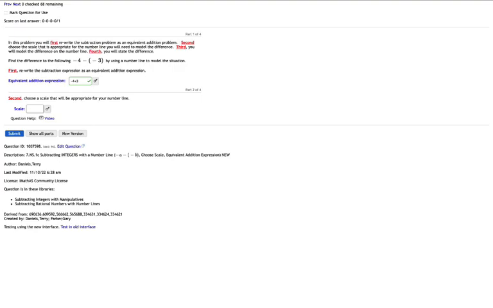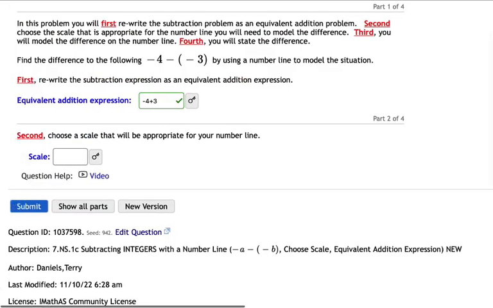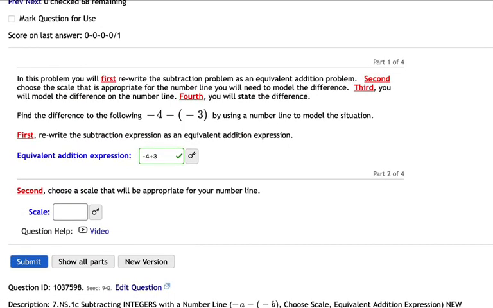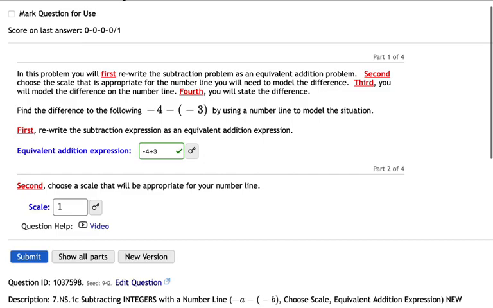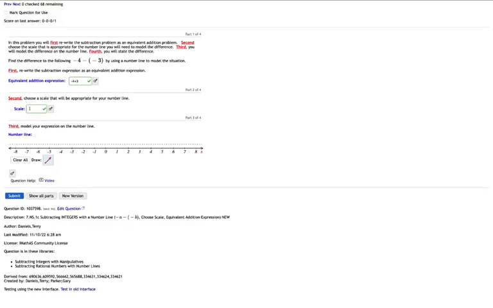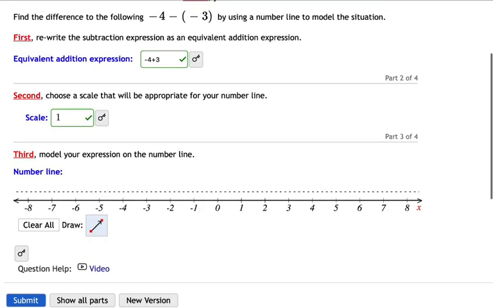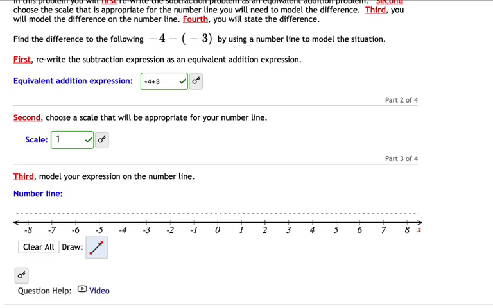We will then press submit. The next thing that we need to do is choose our scale. Both of those numbers are by ones, in other words, no decimals or fractions. So we will use a scale of 1. That will then open up the number line. The problem that we are graphing is either -4 plus 3 or -4 minus -3, which are both equivalent to each other. So we start at 0.